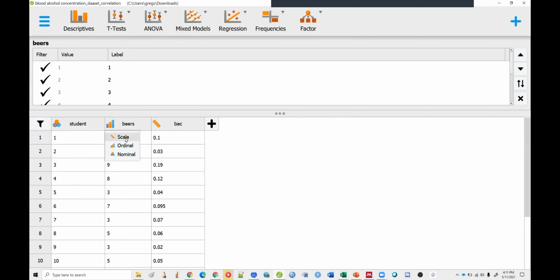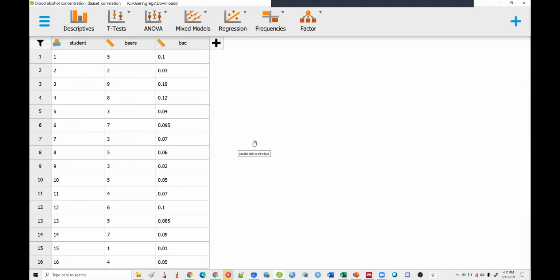So the number of beers is actually a scale type variable. It is a ratio scale type specifically, because 2 beers is 1/2 of 4 beers, and there is a 0 point on the scale of number of beers consumed, which is 0 beers. Similarly, blood alcohol concentration is a scale type variable. It's just a number, it's a ratio. It's always going to be less than 1, because if it is exactly 1, that means 100% of your blood is alcohol, which means you're in big trouble.